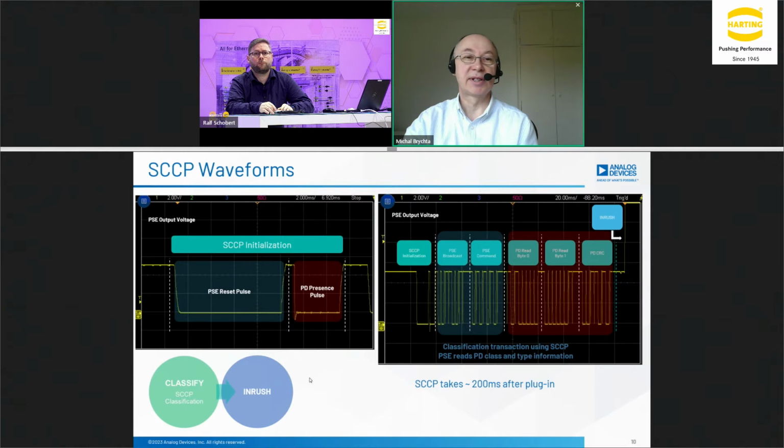So just to give you a glimpse of how the SCCP looks like. It's a relatively low frequency, single wire serial type communication. The whole classification takes about 200 milliseconds after you plug in the device. And through this principle, it's really a plug and play system. You can connect any device to the cable that is delivering data and power, and only if the operation is safe, they will connect and turn on the power.